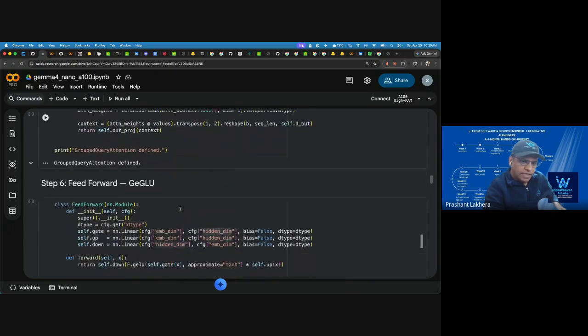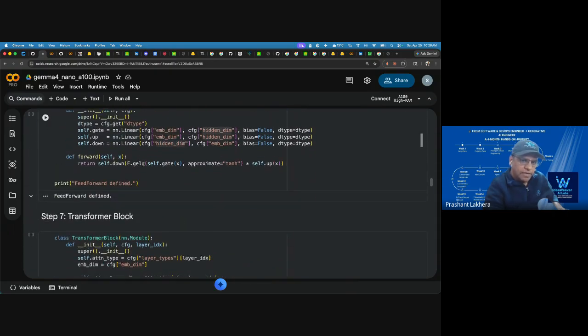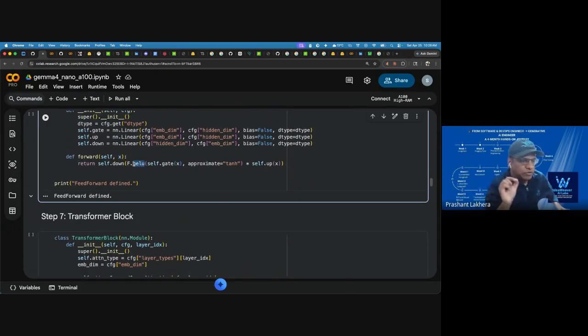And once we have done that, the only thing we are doing is applying the GELU function. And the GELU function is just to capture the non-linearity in our data set. That's it.